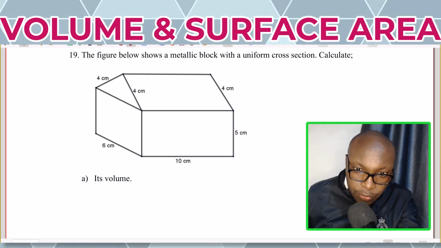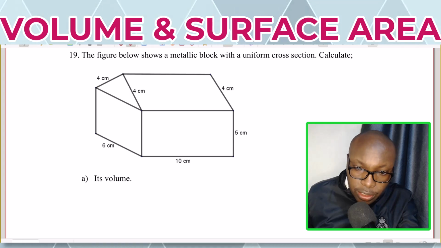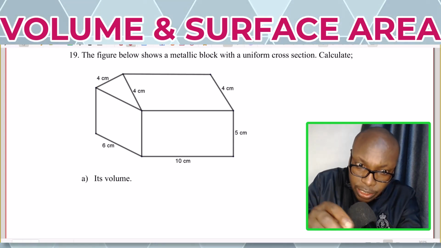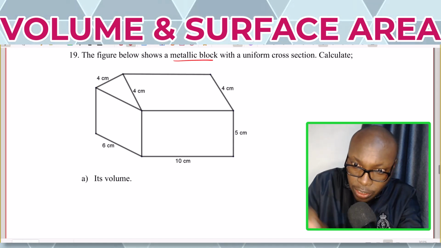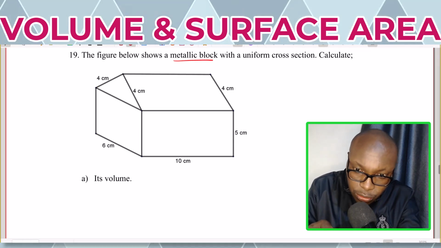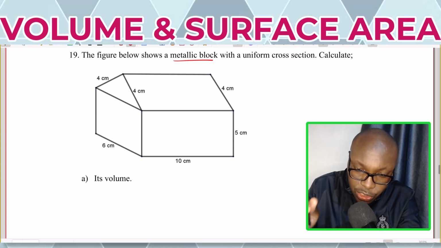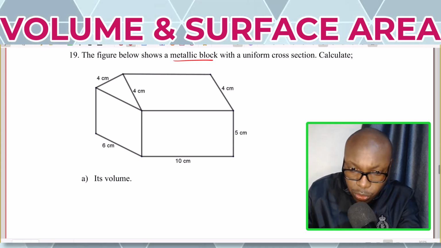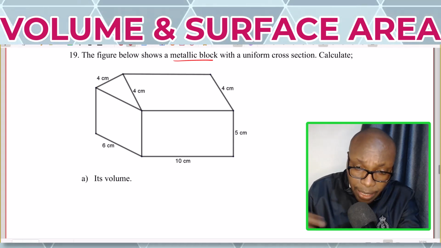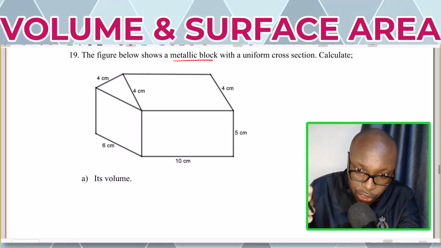Question number 19. The figure below shows a metallic block with a uniform cross-section. Calculate its volume. Now, when you look at this metallic block, it is made up of two shapes. There is the rectangular part, and then there is the top part, which is in the shape of a wedge. So we're going to get the volume of the rectangular part, and then we add the volume of the upper part, which is a wedge.